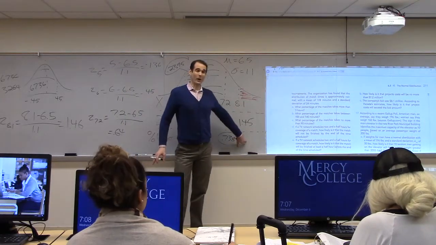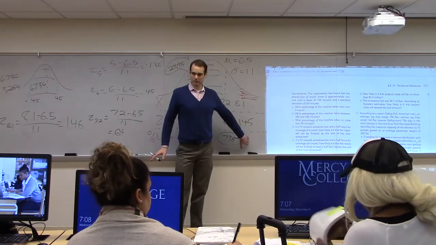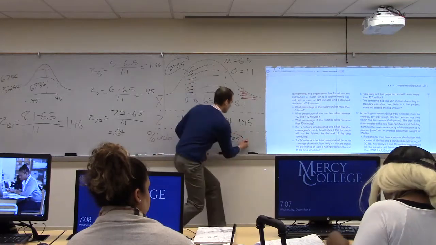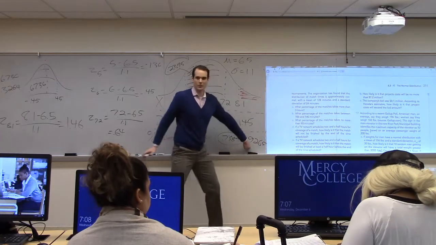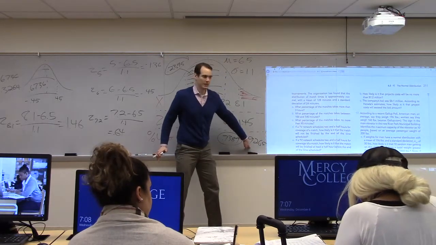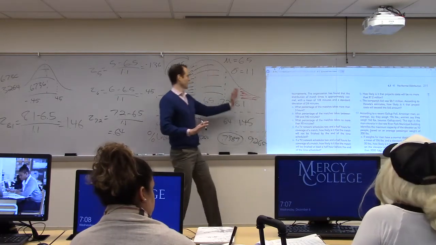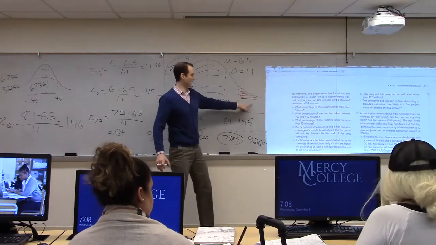When you look up 1.45 on the z table, what do you see? 0.9265. 0.9265. That tells us what? 92.65% of the data is what? Everything from 8.1 below. All right, is that the answer we're looking for? No, we're looking for above.